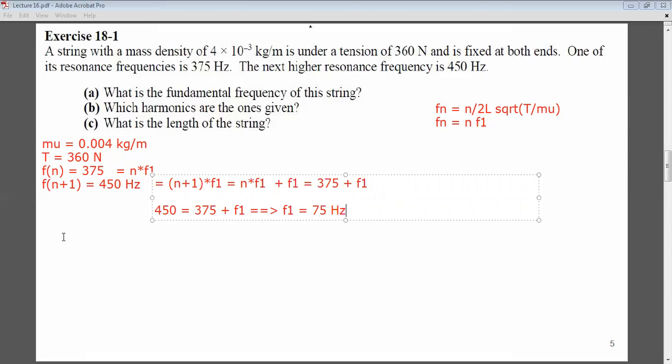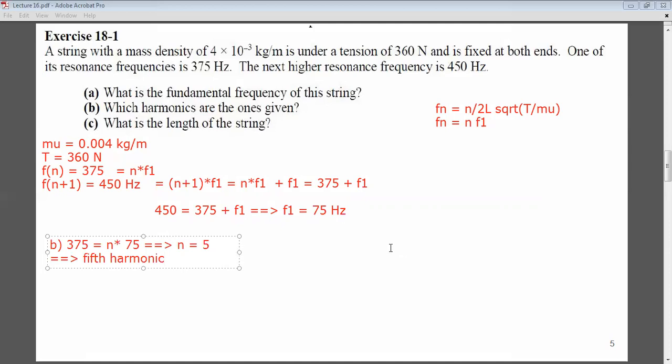This is part A. Now, part B, which harmonics are the ones given? So we will say 375 equals n times 75, which implies n is equal to 5, which implies the fifth harmonic. And if this is the fifth harmonic, 450 is the second one, the sixth harmonic.